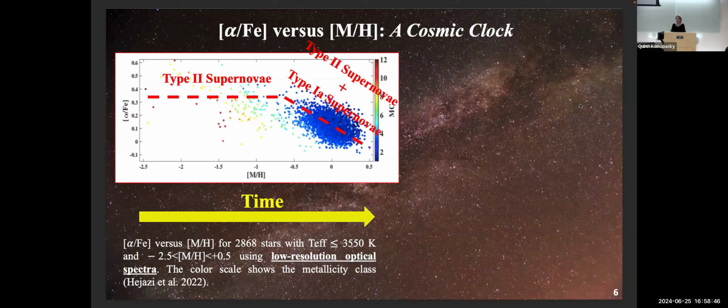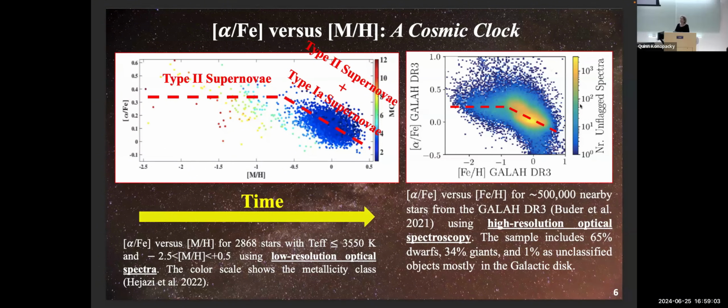But after a while, when supernovae type Ia came into play, they enriched the environment with a huge amount of iron, causing a very sharp decrease in the distribution towards more metal-rich and younger stars. The same trend has also been observed in other samples with high-resolution spectroscopy, and even with other types of stars like giant stars or FGK dwarfs. They both show the same trend.